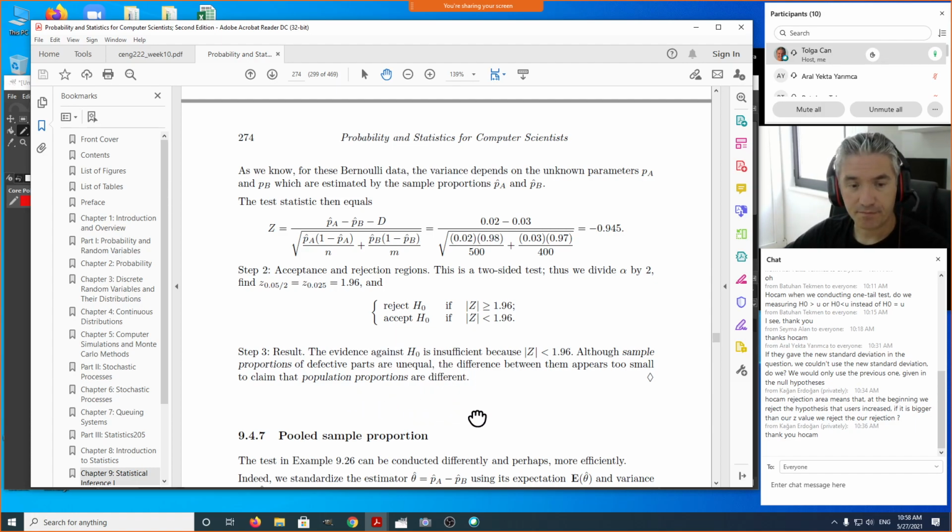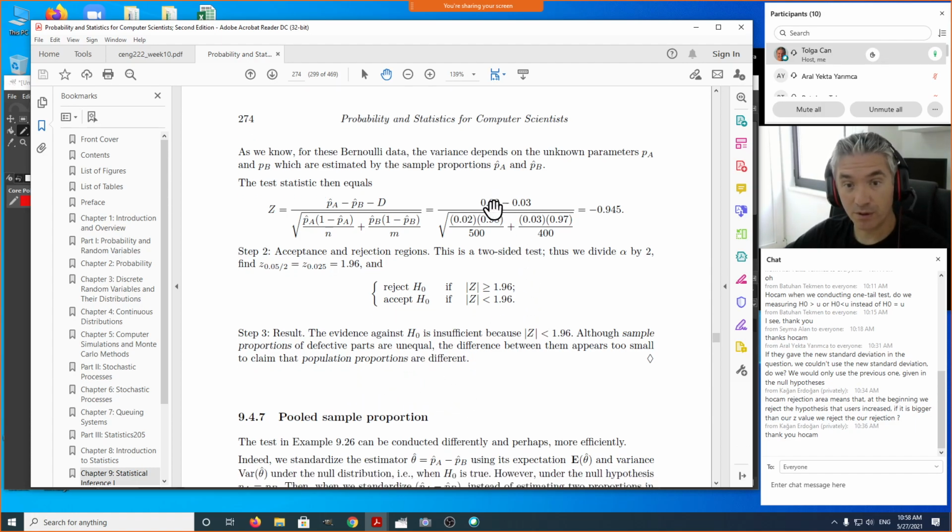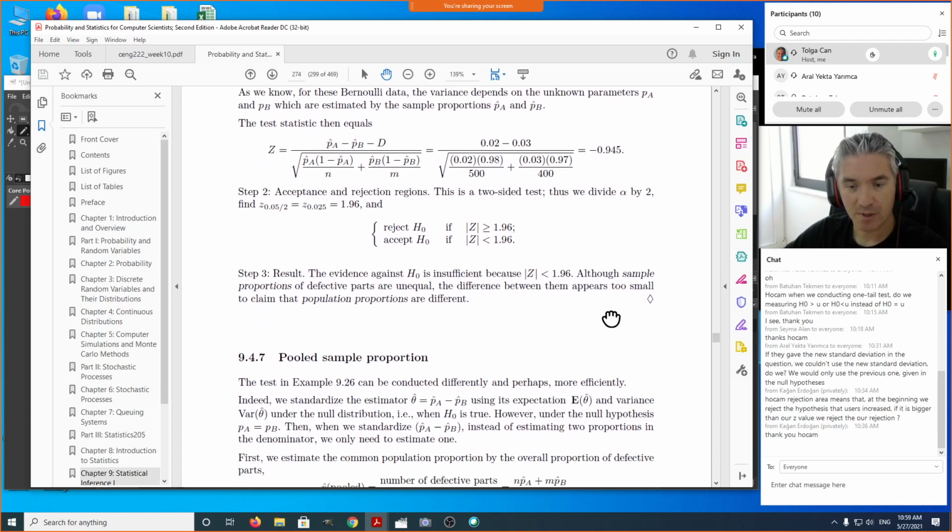Although they are unequal, although one of them is 0.02 and the other is 0.03, with this level of significance, 0.05, this evidence is not sufficient to claim that they are different. So we cannot accept the alternative. We have to accept the null hypothesis, because this z value is inside that region of acceptance.